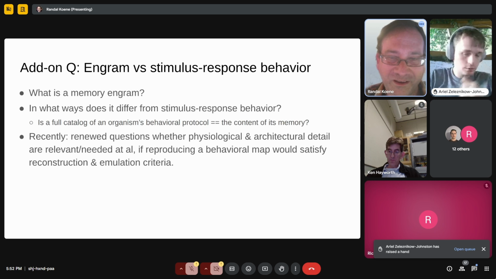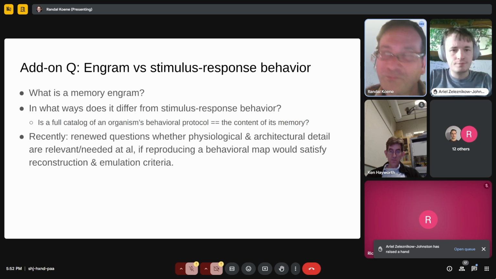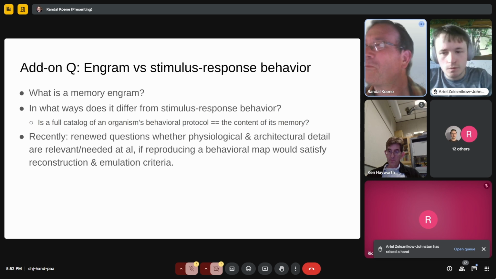So it's really the question, what is a memory engram? What do we need to care about? Why the one, why not the other? And please chime in, because this has been on my mind.